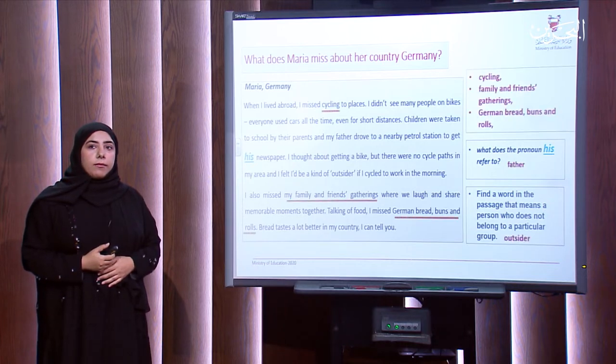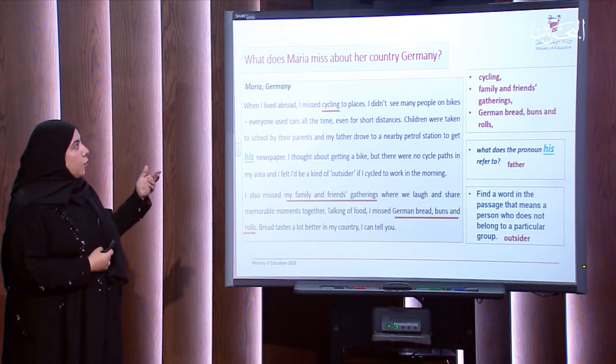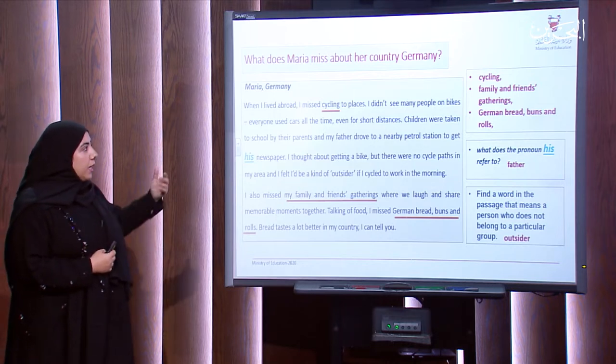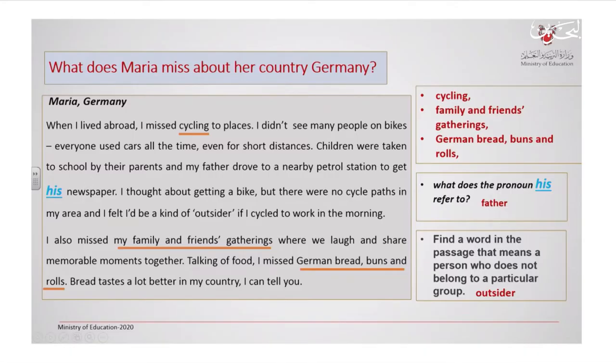Okay, here are the answers. So question number 1, what does Maria miss about her country, Germany? She missed cycling. Number 2, her family, friends and friends' gatherings. Number 3, German bread, buns and rolls. Question number 2, the pronoun his referred to her father. The last question, the word is outsider.